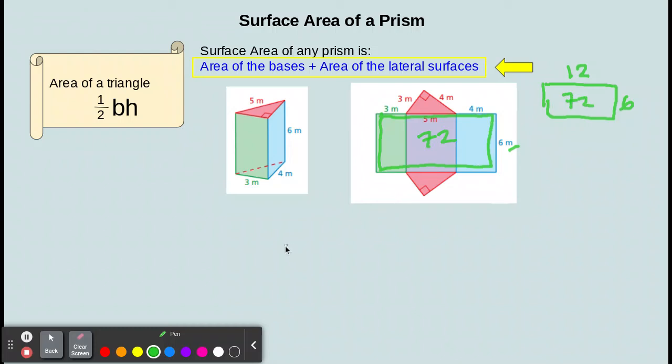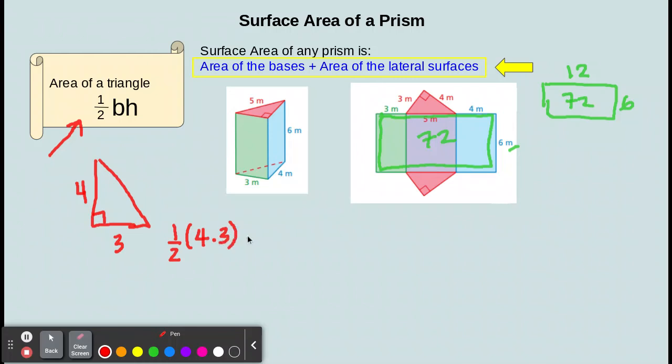Okay, now we have these two triangles for our top and bottom for our bases, right? And this triangle is a right triangle, and it has 3 and 4. So as a reminder, area of a triangle is 1/2 base times height. Here's our base and our height. So 1/2 times 4 times 3 equals 6. 4 times 3 is 12. Half of 12 is 6.